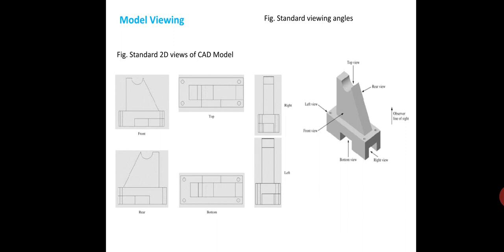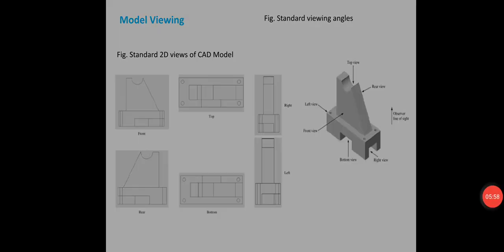If you see in the diagram, the standard six two-dimensional views of a model are shown. Any three-dimensional view of a model can be generated by rotating the model in real time in its modeling space. This is all about the model viewing and the modeling strategy.